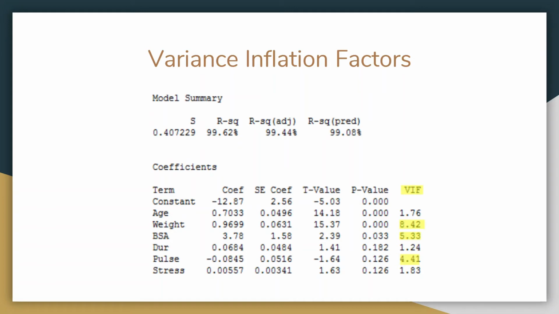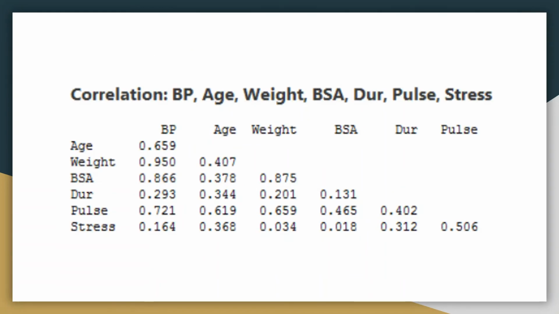The VIF range will go from 0 to 10, and you want it to be as low as possible. So what we have here is we see that weight, BSA, and pulse are highly correlated with one of the other variables in the model. So what we can do is look at the correlation matrix between each variable and the other variables in the model, and we see that weight, BSA, and pulse once again have really high correlations.